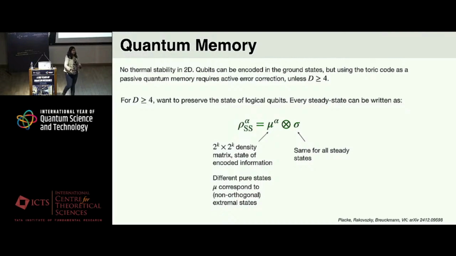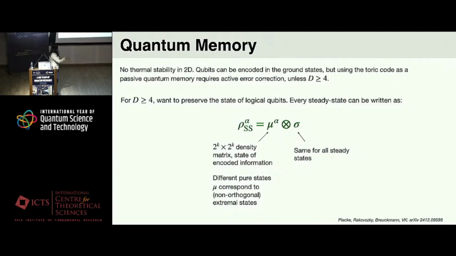If that's supposed to be thermally stable, well, then that implies that you have many, many different steady states, and every possible steady state of the dynamics has this particular form if it's to be a quantum memory. It looks like a tensor product between this density matrix mu, okay, and this mu is some 2 to the k by 2 to the k density matrix, which encodes the logical state. And alpha is the state of that logical space. Okay, so it's telling me which logical state I'm in. Those correspond to different density matrices, whereas the rest is the sigma, and that's the same for all possible states that I'm talking about. So that's the rest of the Hilbert space, the syndrome space.